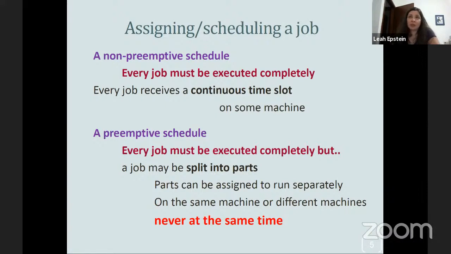If there are multiple machines, it has to be on some machine, and we need to specify the machine and the time. And in a preemptive schedule, we still have to execute the job completely, of course, but we can split it into parts, and these parts are assigned separately and independently, but they cannot run at the same time because we don't run them in parallel.